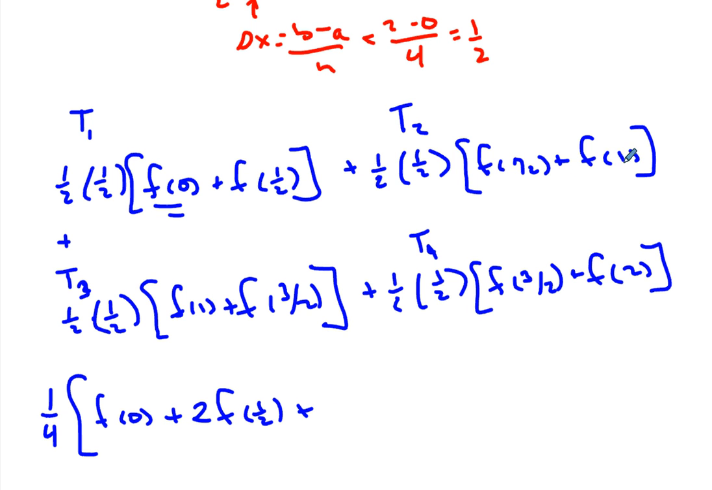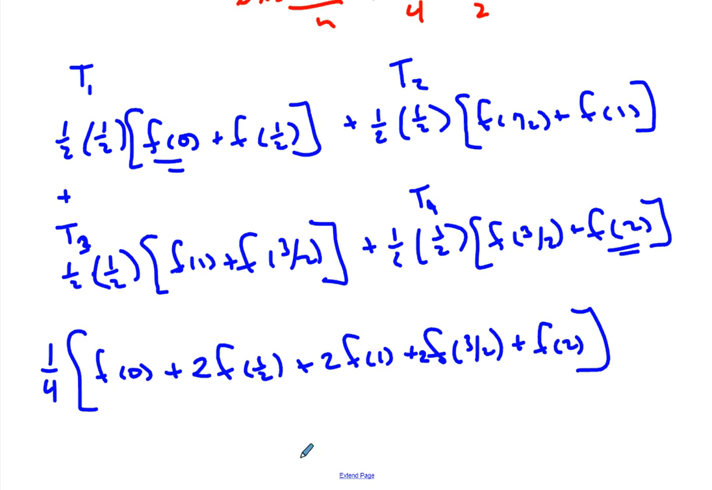We'll then have f of 1, and then another f of 1, so we actually have 2 f of 1. Okay? Plus, then we have another one, 2 f of 3/2. And then we'll have, finally, our f of 2, which is our last endpoint. We have that.